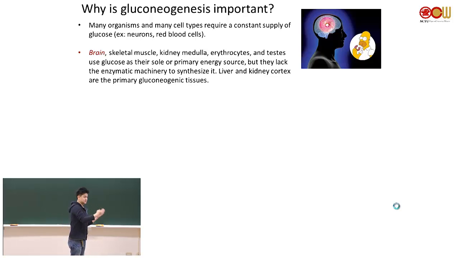How do you convert amino acids to glucose? Okay, amino acid gets degraded to pyruvate. Pyruvate then converts itself to glucose. Glucose then makes itself into glycogen. Okay, so that's how you store it. Turns out also many organisms and many cell types require a constant supply of glucose.